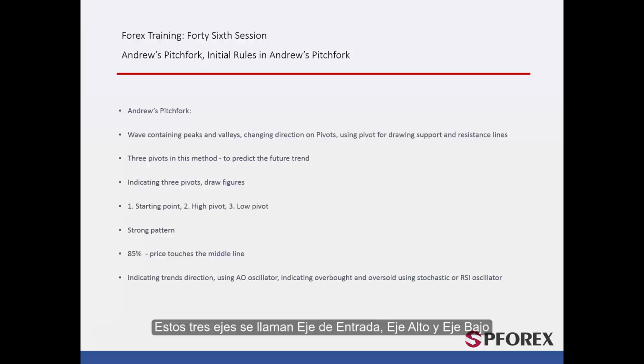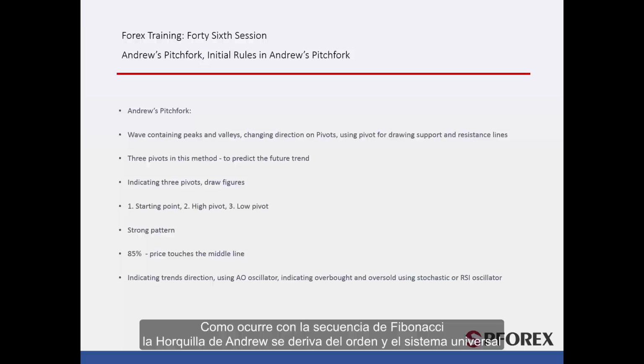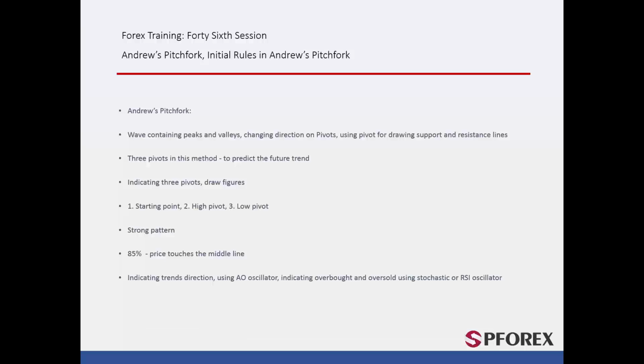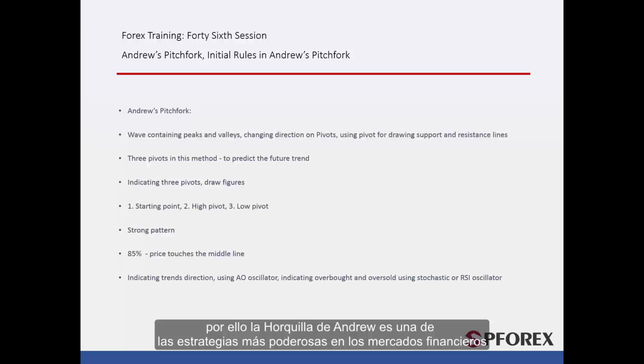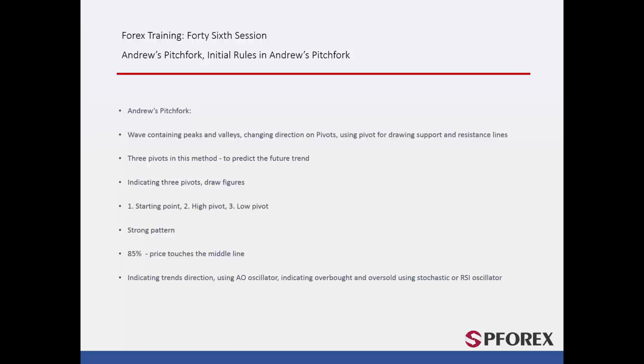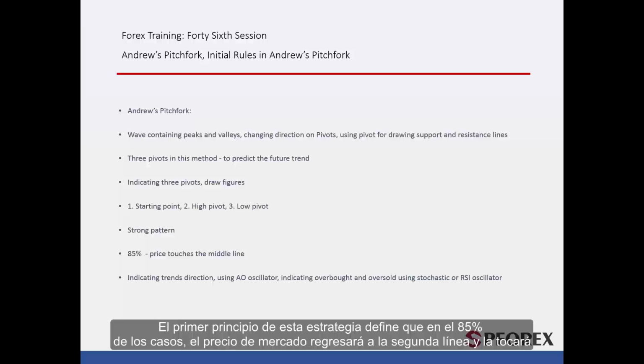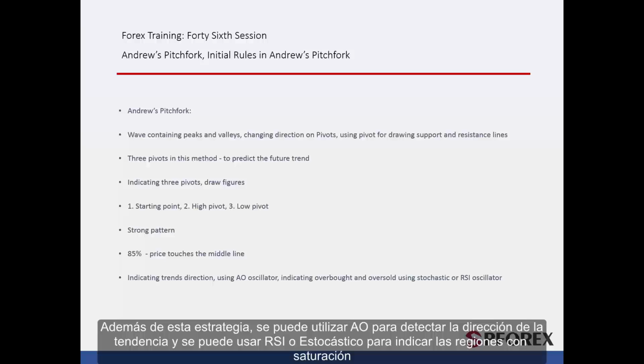These three pivots are called entry point, high pivot, and low pivot. Like the Fibonacci sequence, Andrew's pitchfork is derived from the universal order and system. Hence, Andrew's pitchfork is one of the most powerful financial market strategies. The first principle of this strategy defines that in 85% of cases, market price will return to the second line and touch it. In addition to this strategy, AO can be exploited to detect trend direction, and RSI or stochastic can be used to specify the saturation regions.